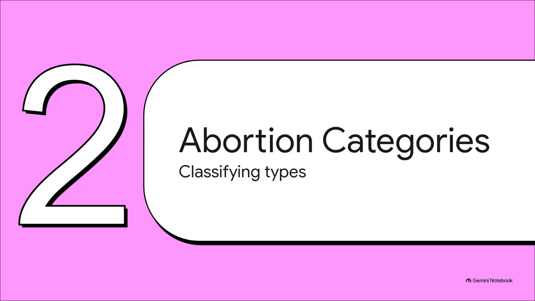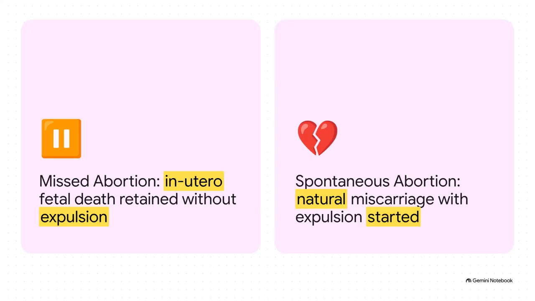Next up, let's shift gears and talk about classifying the different types of abortion. We really need to differentiate the clinical mechanisms here because they matter for your codes. A missed abortion, coded under subcategory O02.1, is an in utero fetal death that happens before 20 completed weeks of gestation. But, and this is key, it's retained without spontaneous expulsion. Basically, the body hasn't recognized the loss just yet. Contrast that with a spontaneous abortion, category O03, which is a naturally occurring miscarriage before 20 weeks, where expulsion has either started or completely finished.